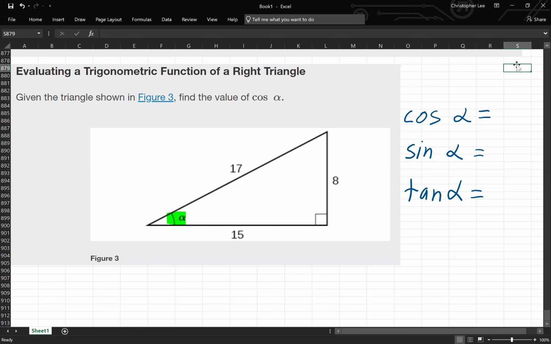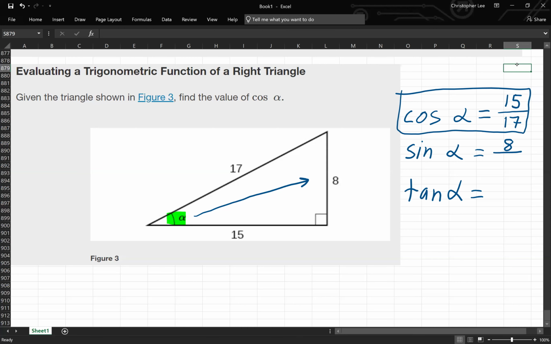Very simple, right? Cosine is adjacent over the hypotenuse. The side length for adjacent is 15, over the hypotenuse, 17. That's my answer. I'm done. That's it. All right? Sine. Sine is opposite over the hypotenuse. That's it. I'm done. That's my answer.